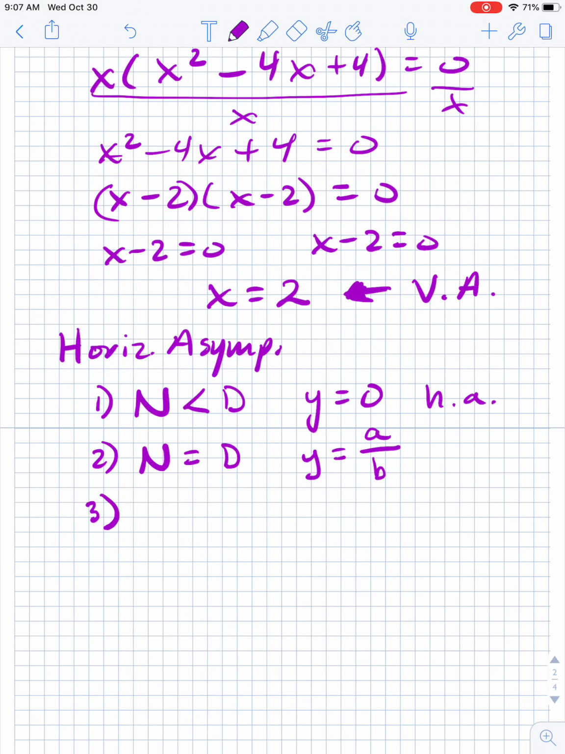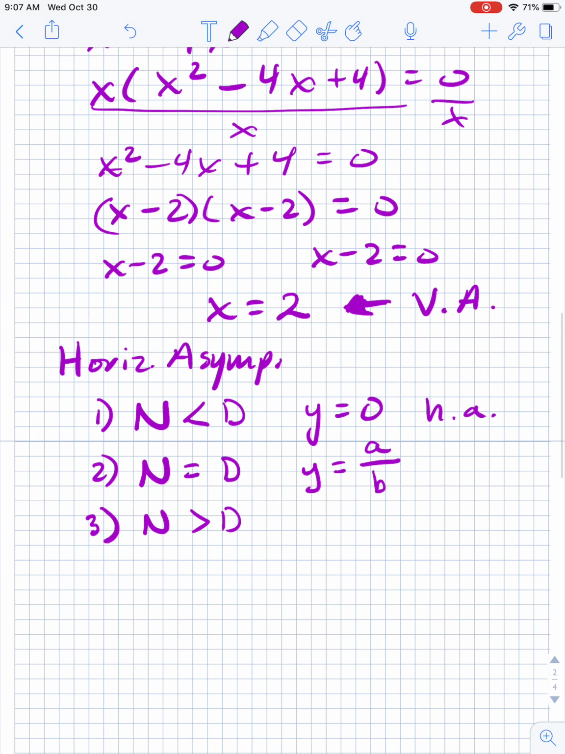And my third possibility is that if n is greater than d, so that means that the degree of the numerator, sorry, is greater than the degree of the denominator. If this is the case, there's no horizontal asymptotes. Not no asymptotes, just no horizontal asymptotes.